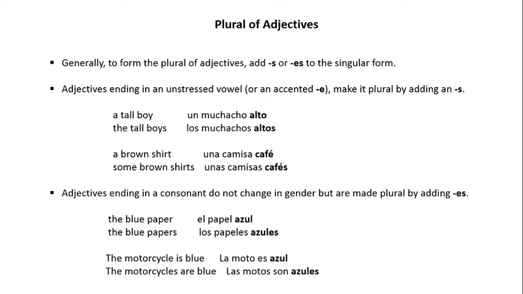The motorcycle is blue. La moto es azul. The motorcycles are blue. Las motos son azules. Once again, we just add es.